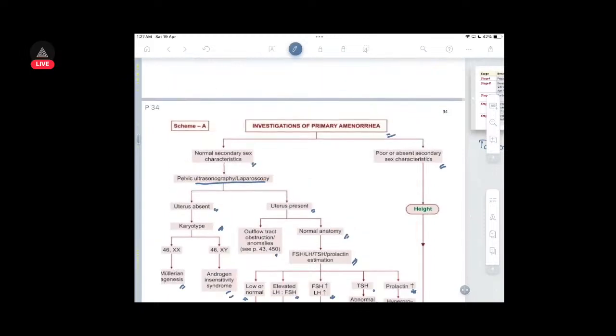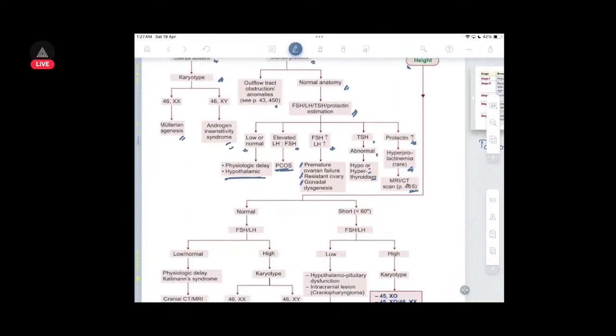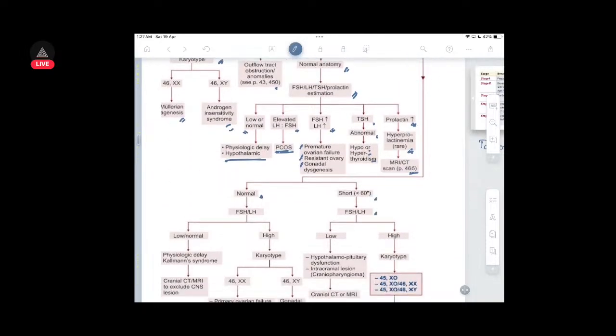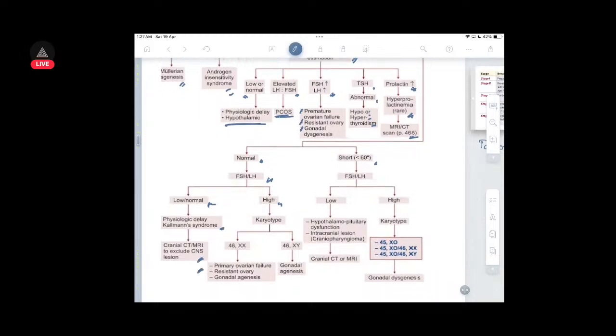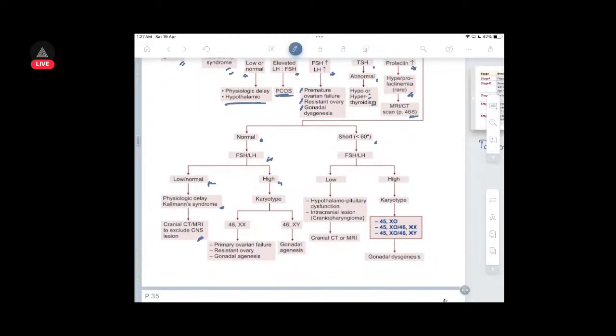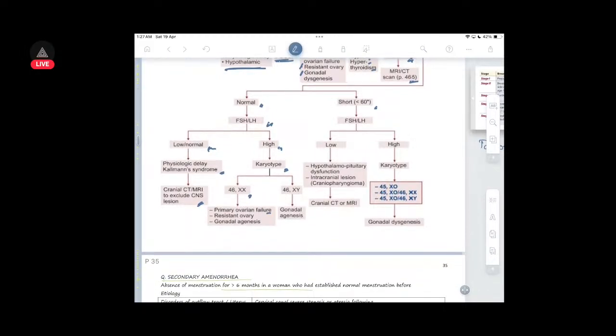Then for poor or absent secondary characters, you check the height, whether it is normal or short. If it is normal, you can do FSH or LH. If low or normal, physiological delay, Kallmann syndrome will be there, and cranial CT or MRI to exclude CNS lesions can be done. If it is high, you can do karyotyping, and if it is normal female, primary ovarian failure, resistant ovary or gonadal agenesis. If it is normal male, then gonadal agenesis.